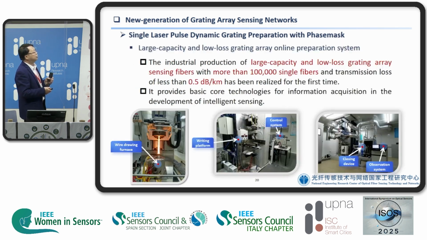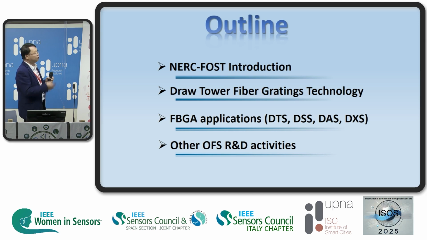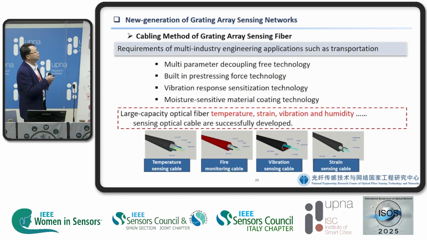This is the challenge, and also how to make as many gratings as possible. And actually, in our laboratory, we can make in one single fiber even more than 100,000 FBG arrays with insertion loss less than 0.5 dB per kilometer. So okay, we have that. What can we do with such kind of FBG arrays?